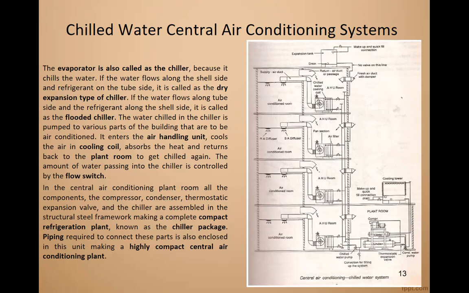If the water flows along the tube side and the refrigerant along the shell side, it is called the flooded chiller. The refrigerant goes around the tubes. The water chilled in the chiller is pumped to the various parts of the building that are to be air-conditioned. It enters the air handling unit and cools the air in the cooling coil. So the tawag doon sa loob is cooling coil, hindi na evaporator. Evaporator mo kasi ang doon sa chiller.